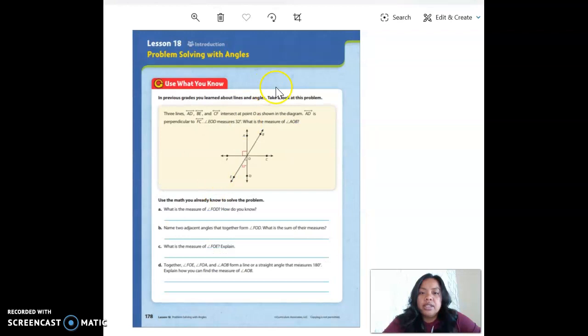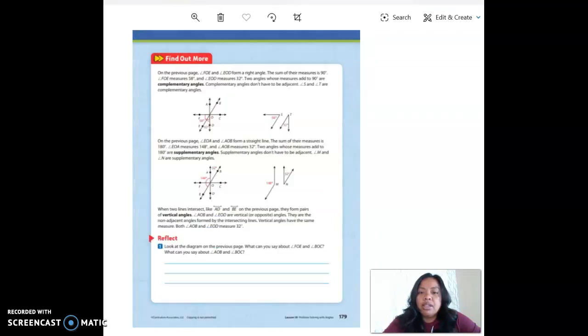We're going to go ahead and move to the next page. You have somewhat of the same thing here. It says on the previous page, angle FOE and angle EOD form a right angle. The sum of their measures is 90 degrees. Angle FOE measures 58 degrees and angle EOD measures 32 degrees. Two angles whose measures add up to 90 degrees are called complementary angles. If you don't know, complementary angles are two angles that add up to 90 degrees, usually making that box.